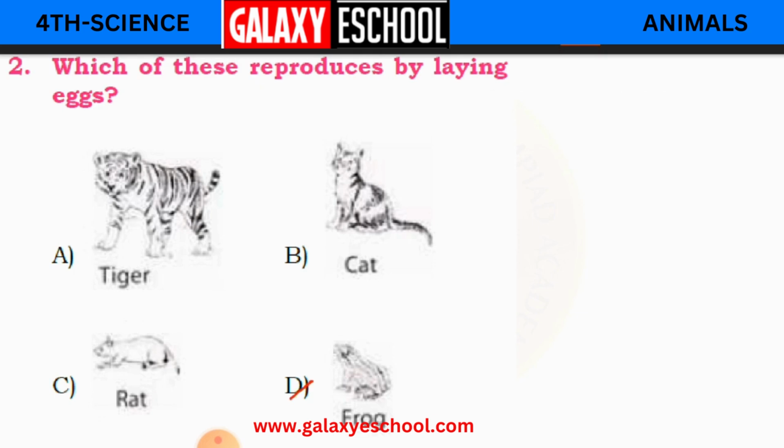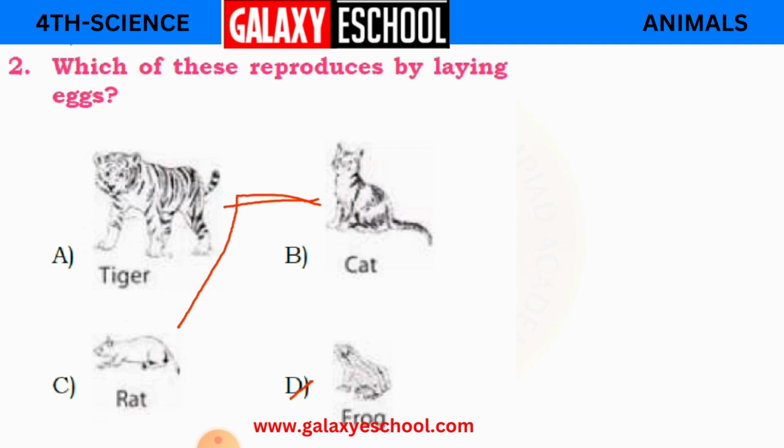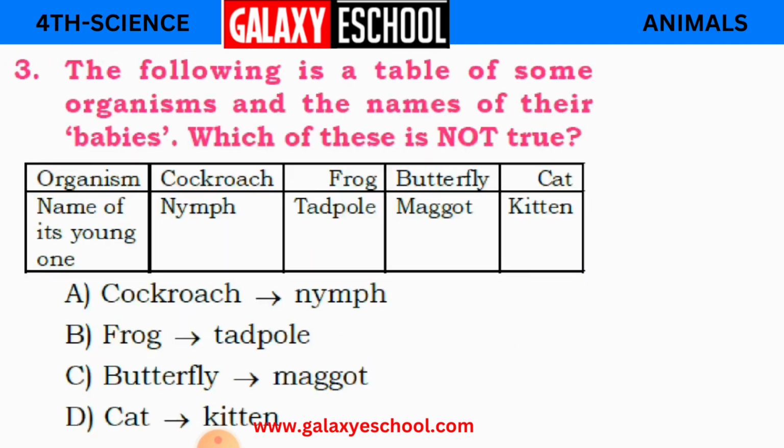D option. Whereas rat, tiger and cat, these three give birth directly to their young ones. But frog lays eggs. Okay, children? So this is the correct option, D option. We'll go to the third question.